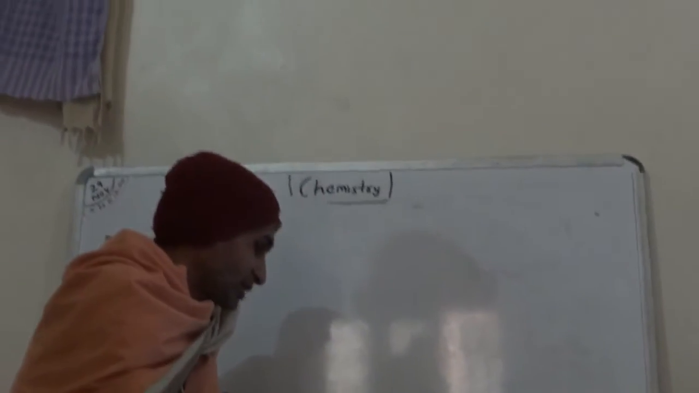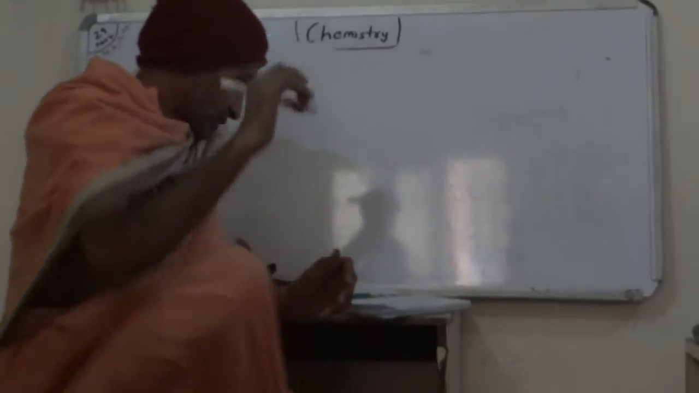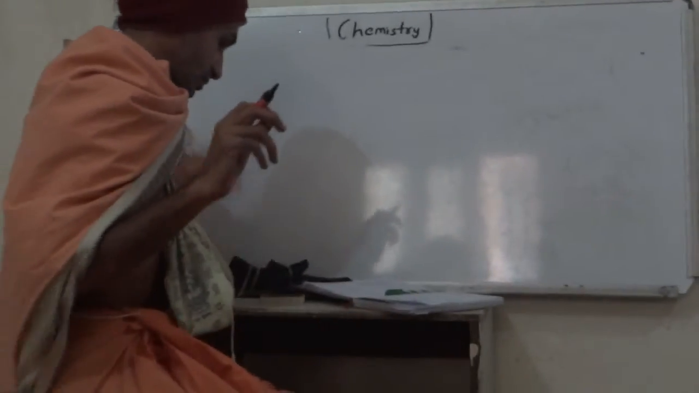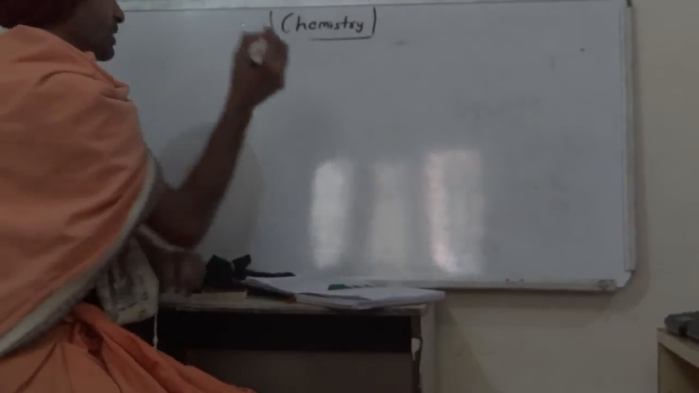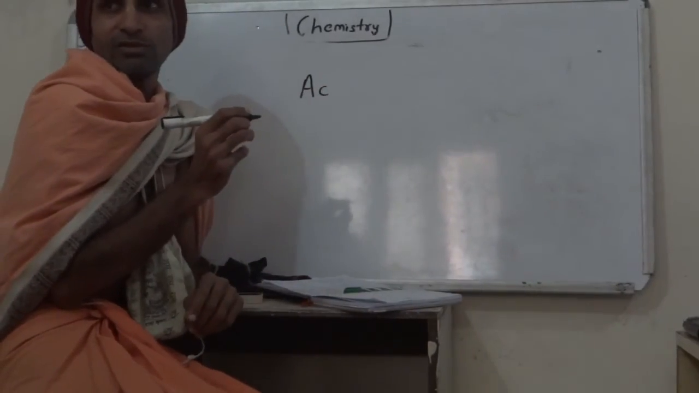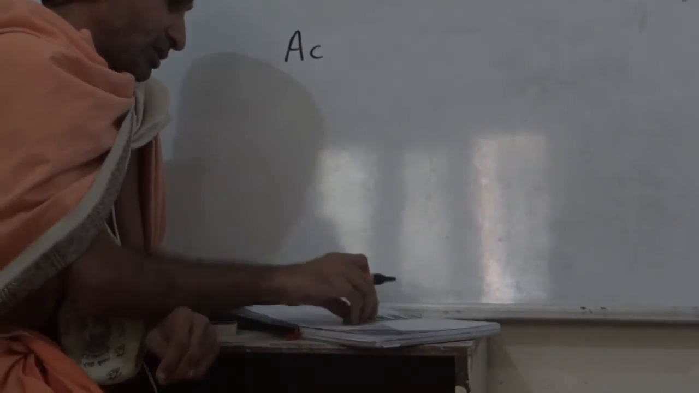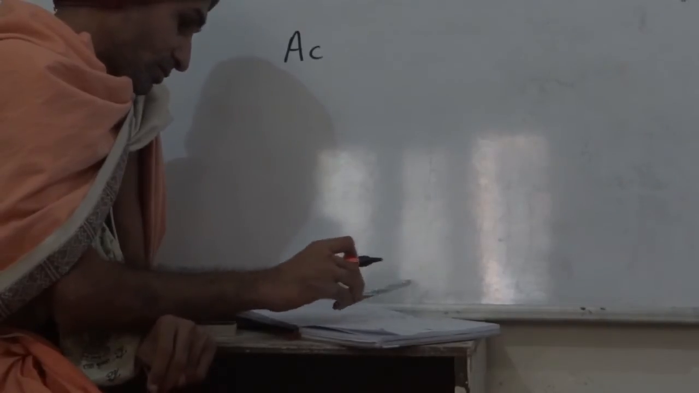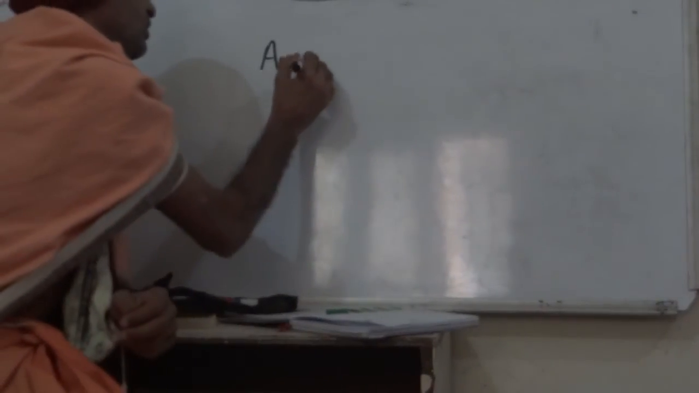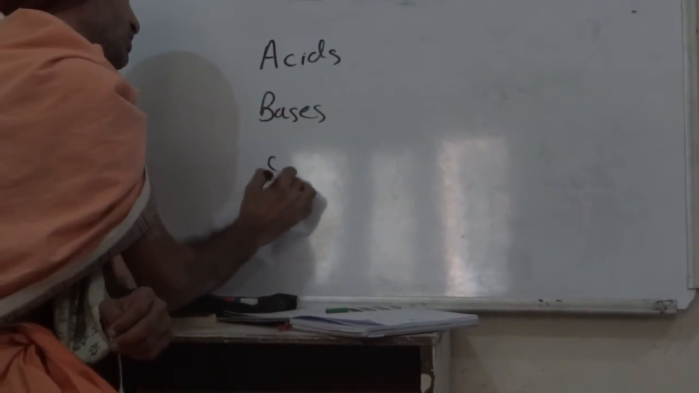So now three things I will explain, and then we will end. There are some things called acids. Metals and non-metals we saw. What are metals and what are non-metals? That we saw. Now there will be acids, bases, and salts.